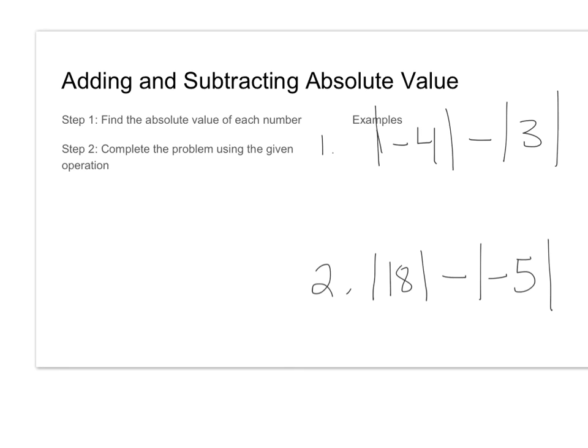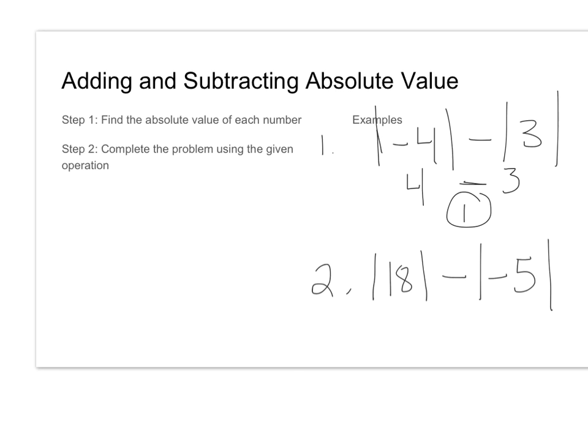Okay, I'm not going to graph these ones. So we have the absolute value of -4 minus the absolute value of 3. The absolute value of -4 is 4. Keep your subtraction sign. What is the absolute value of 3? Which is just 3. Once you have the absolute value, then you just do the normal subtraction. So 4 minus 3 gives you 1.